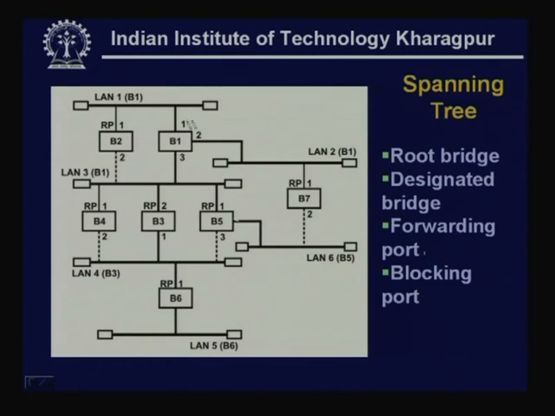So there is a unique path, and a logical topology is created on this physical topology, and the dotted lines are not used for forwarding purposes, they are blocked. That is the spanning tree approach. However, if for some reason this particular bridge becomes faulty, then automatically the spanning tree will be modified, and some of these ports will become forwarding ports, and for this bridge both the ports will become blocking ports. So in this way the spanning tree is created, and using this spanning tree the transparent bridge will work.